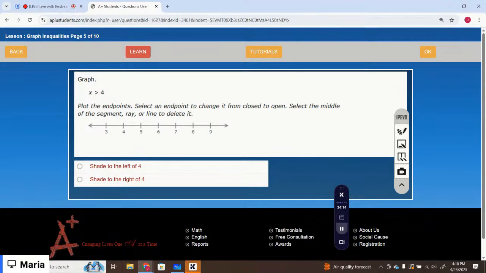X is greater than 4. So which is the correct option? Greater than 4. So you shift to the right of 4, because on the right hand side, all the numbers are greater than 4. So shift to the right of 4.